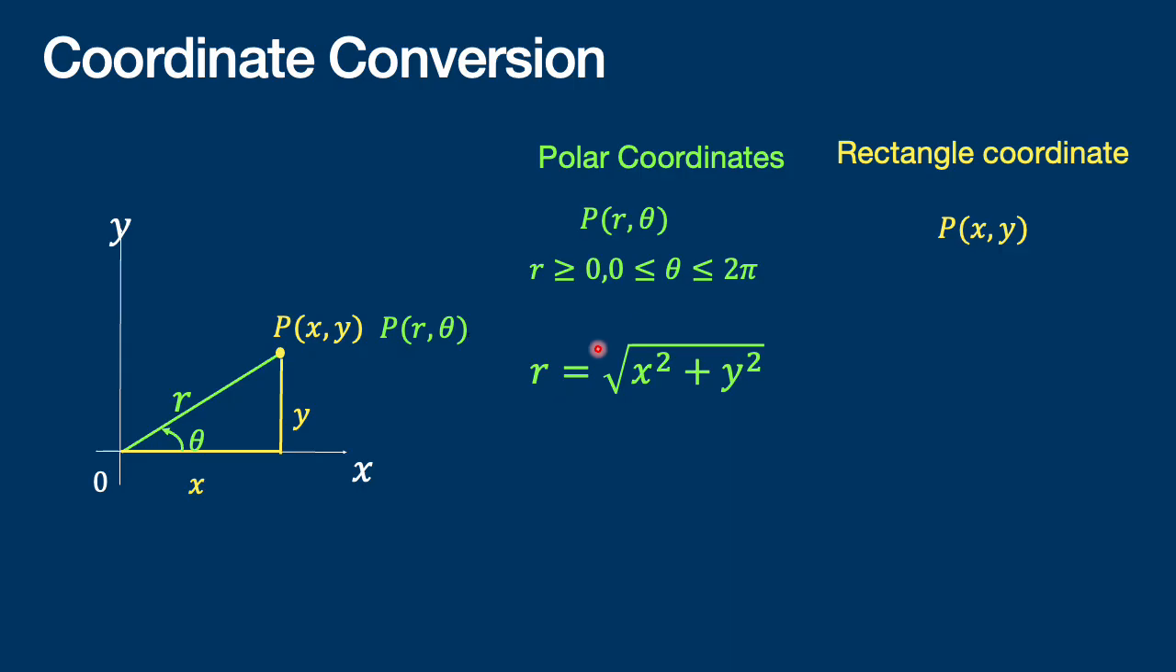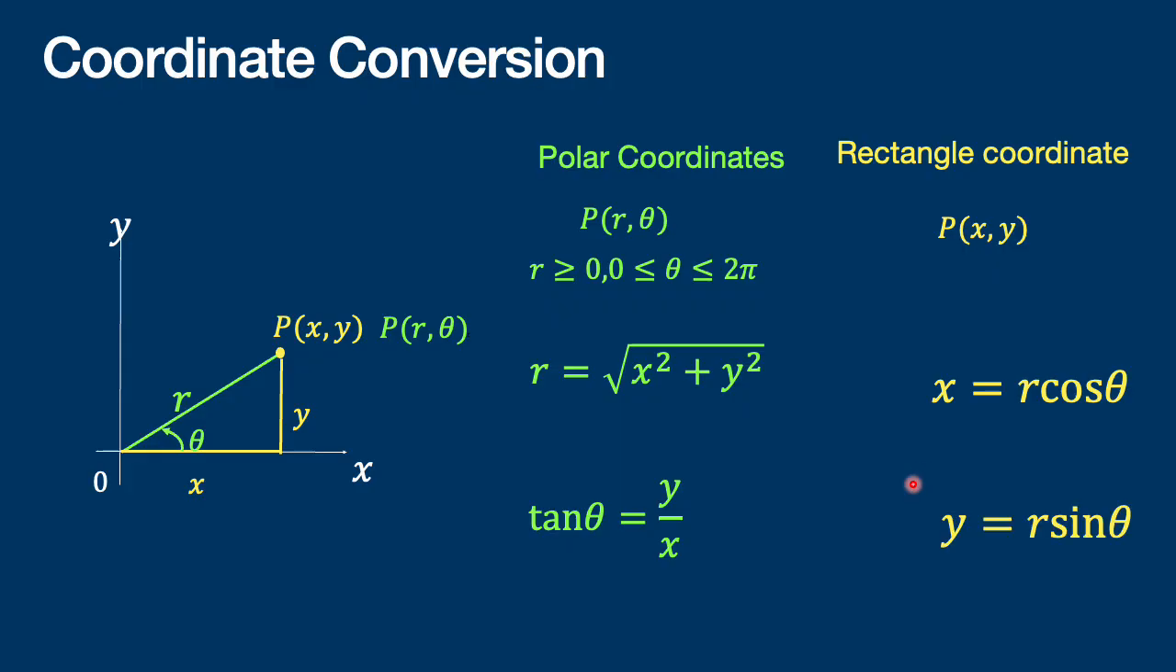So how are we going to convert? r is the square root of x squared plus y squared, using the Pythagorean theorem. Theta we find using the tangent value, y over x. Here is the rectangular coordinate from the polar coordinate: x equals r cosine theta, y equals r sine theta. By using these formulas, you can convert between polar coordinates and rectangular coordinates.